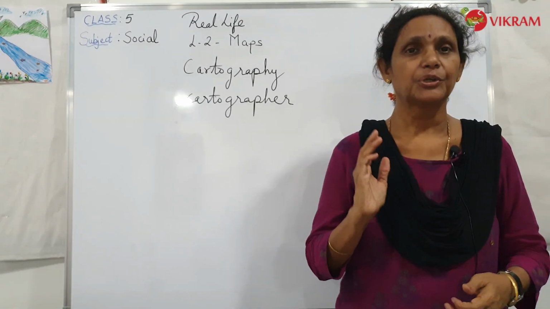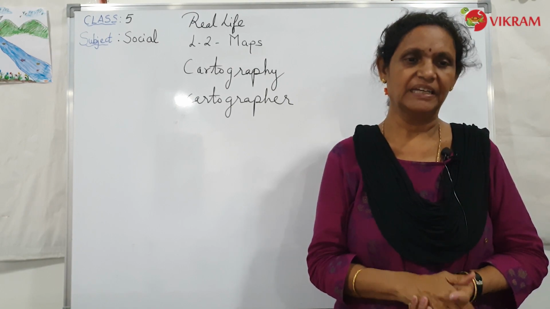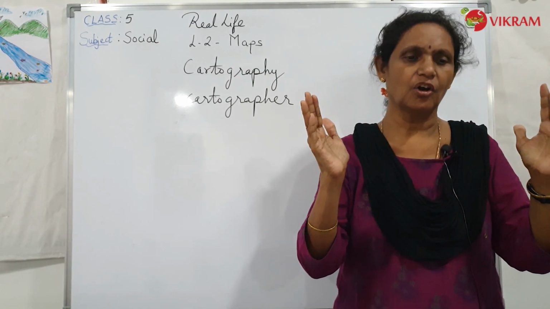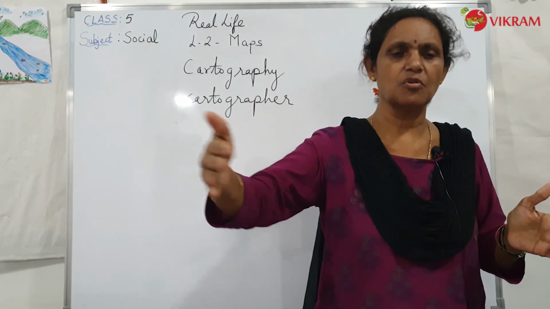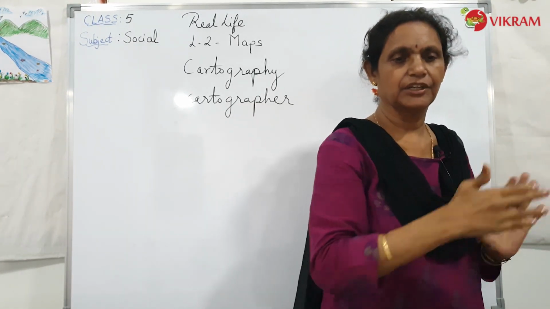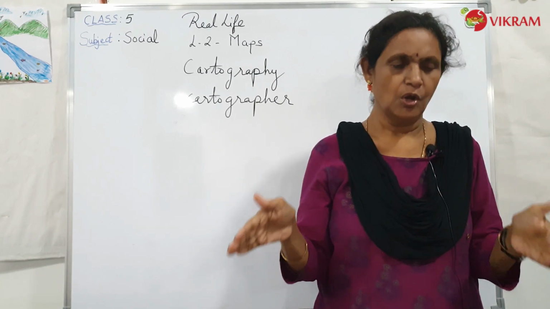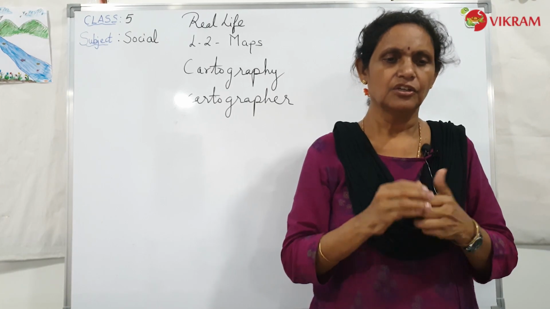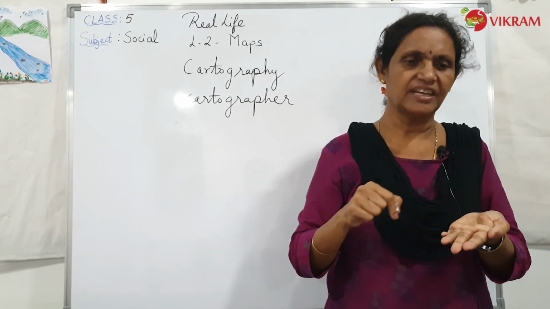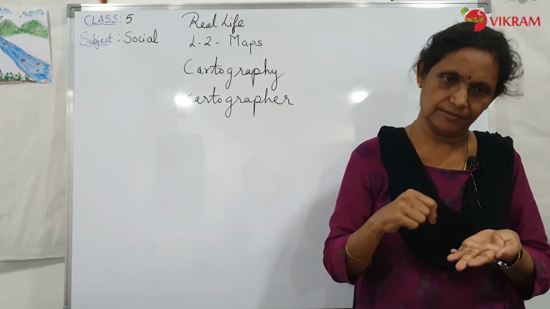To understand the scale of a map in a better way, prepare a plan of your classroom as per a scale. If your classroom is 10 meters long and 8 meters wide, you can make a map of your classroom with the scale of 1 centimeter is equal to 1 meter. Then your classroom on the paper will be 10 centimeters by 8 centimeters.